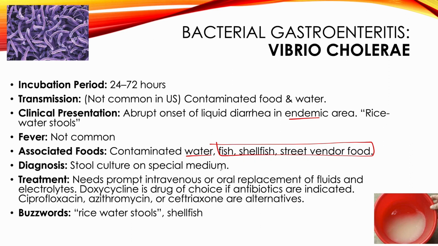The one that they love to test about when they talk about Vibrio cholerae is this need to promptly rehydrate. These patients tend to get dehydrated very quickly because they're having copious liquid diarrhea, and it can be explosive in nature. And you want to consider oral or IV rehydration with electrolytes. If we have to treat with antibiotics, if it's indicated, doxy is a drug of choice, as well as some of the second lines: Cipro, azithromycin, and ceftriaxone. So I guess you can see after a bunch of these different illnesses that Cipro is a good choice for empiric therapy for some of these. And again, some of the buzzwords are going to be rice water stools and shellfish.